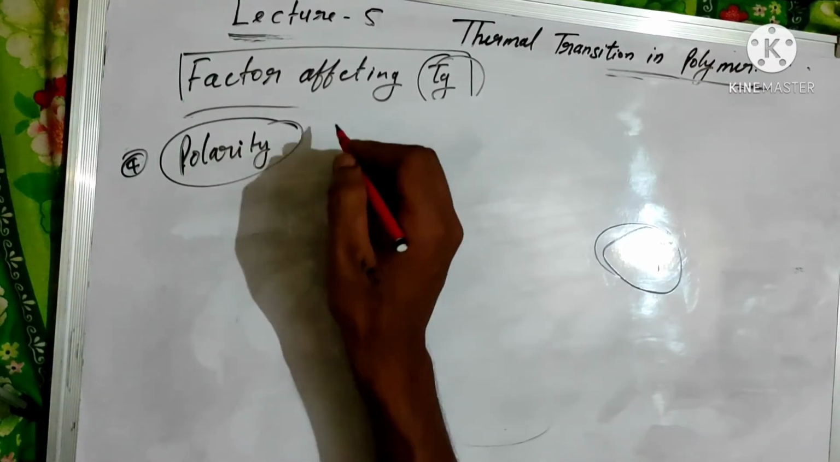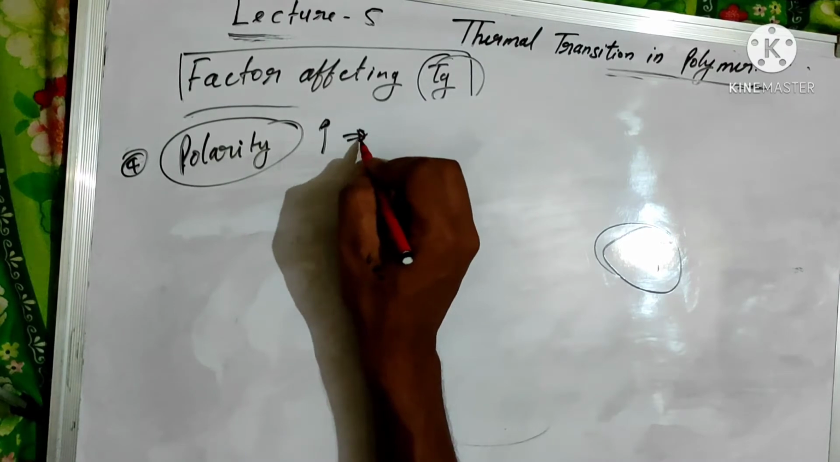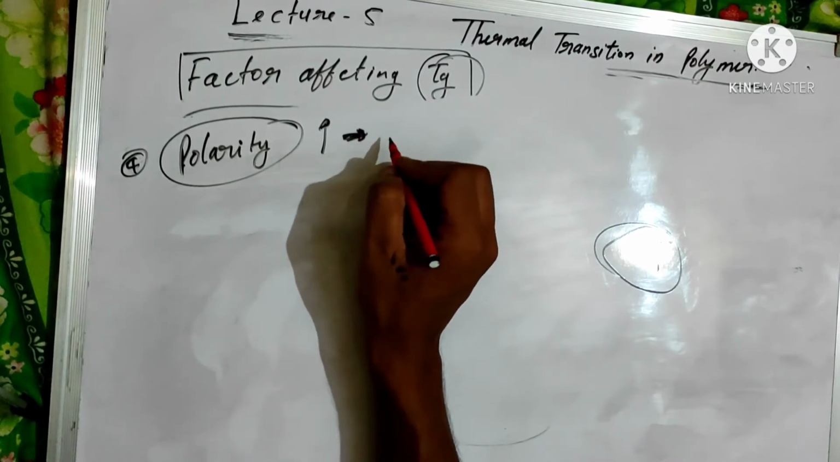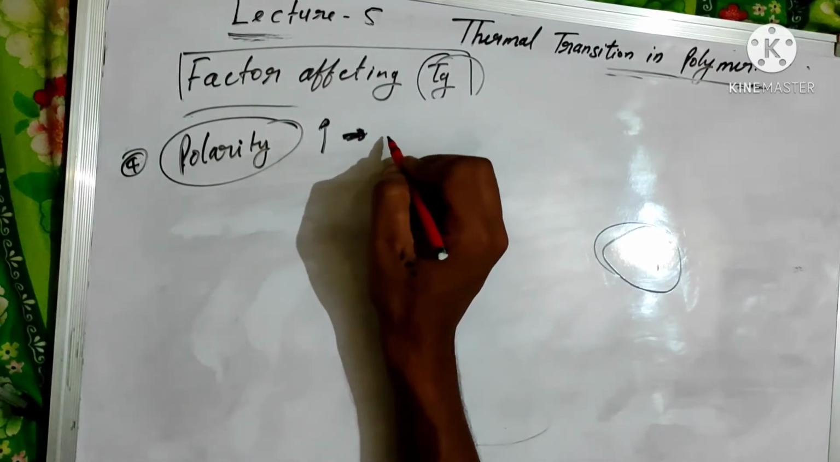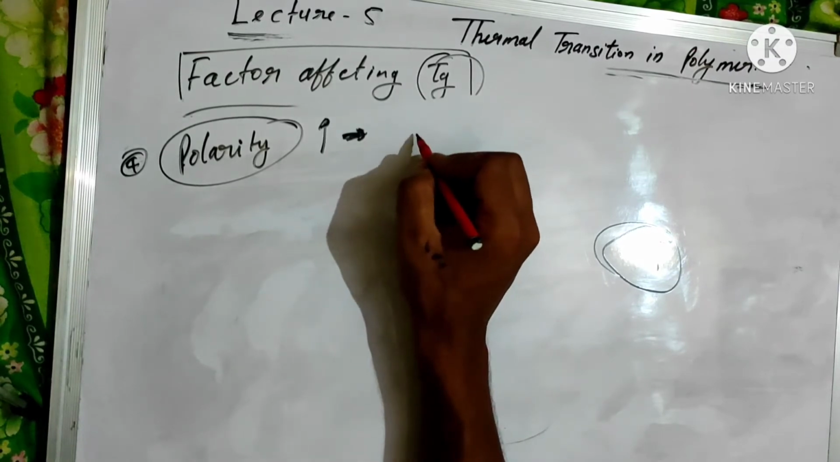The polarity of the polymeric chain increases. Then the intermolecular forces between the chains increase.